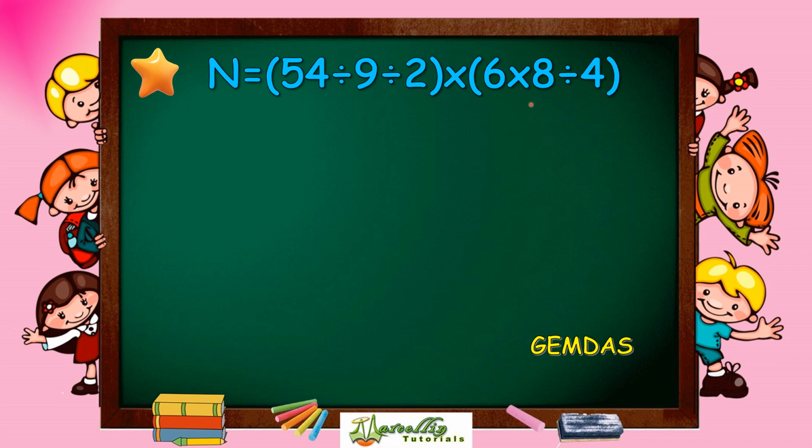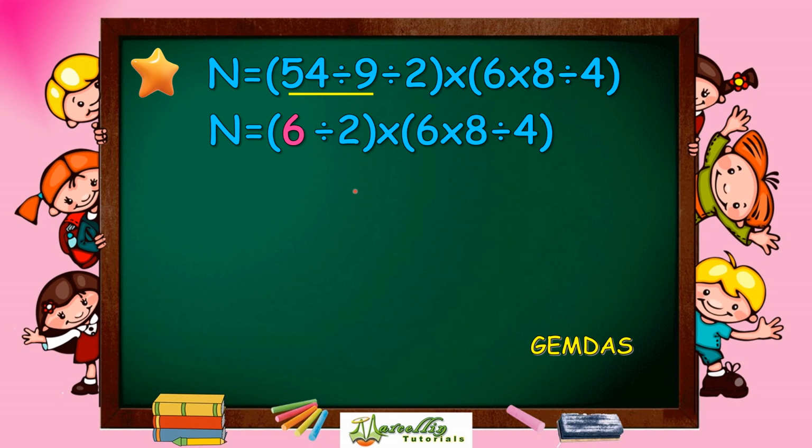In this equation, we have two groups. Let's start with the ones on the left. Let's divide 54 by 9. That is 6. Then let's copy the rest of the numbers. Next, we still have this inside a parenthesis. So let's divide 6 by 2. We have 3. Then let's copy the numbers on the right.